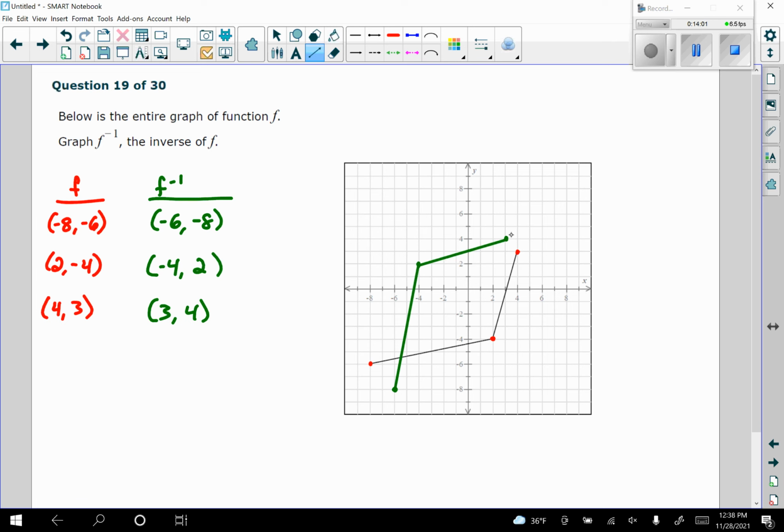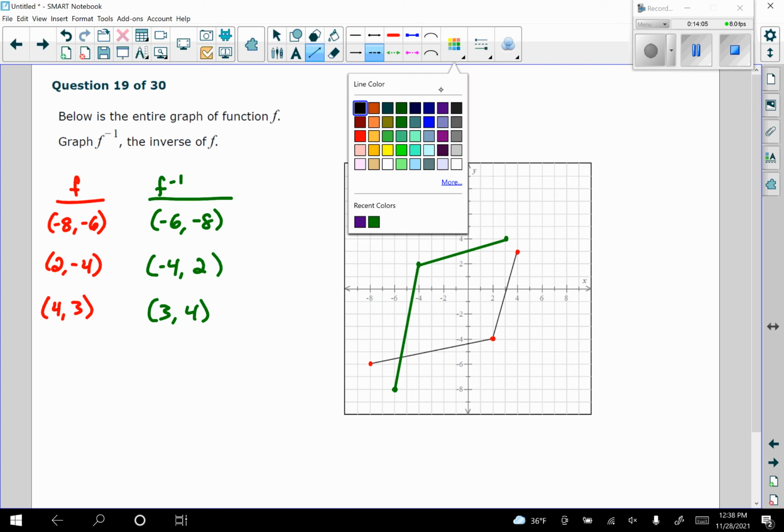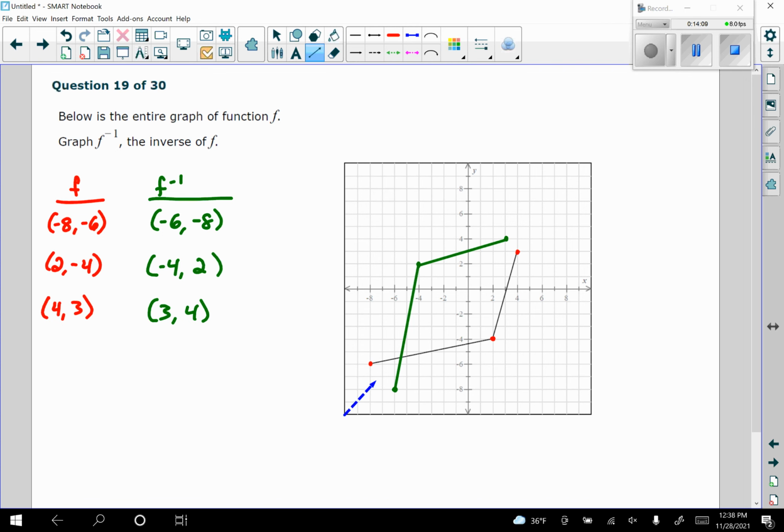And remember, there's always a nice way to check: if we were to graph the line y equals x, that's just going to be a line that goes right through the origin, has a slope of 1. It looks like these two graphs reflect over that line. So just to point out, this is the graph of f, this is the graph of the inverse of f.